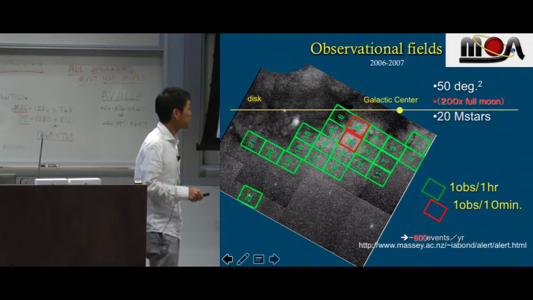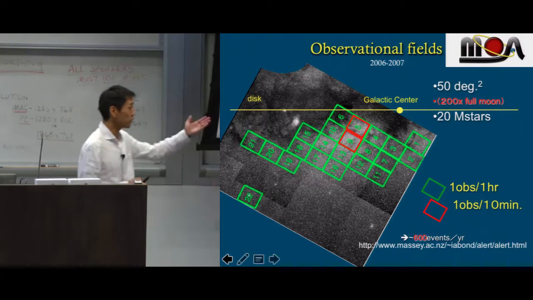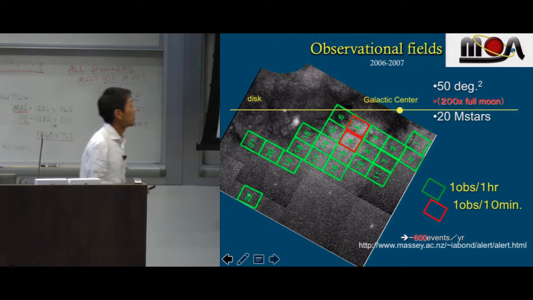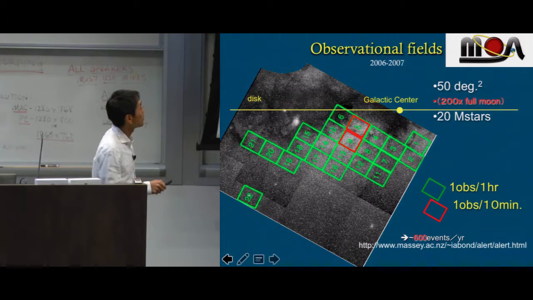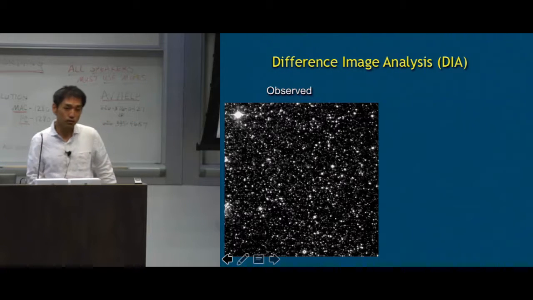And we are detecting about 600 events every year in real time and issuing the alert for prompting the follow-up observation. So our field is avoiding the high dust extinction region. So we are observing a very dense field.